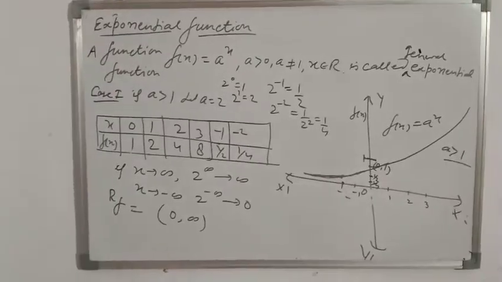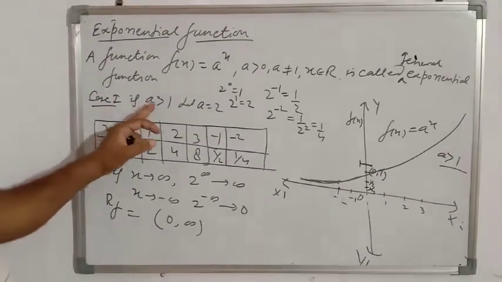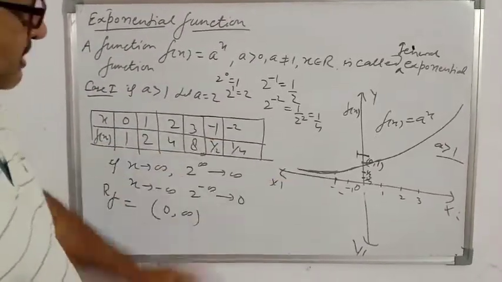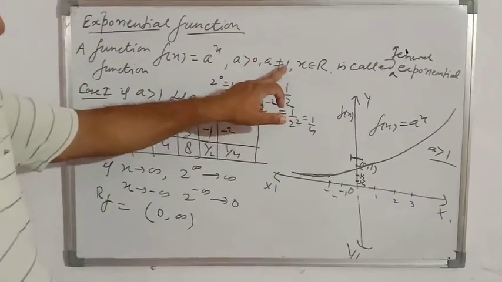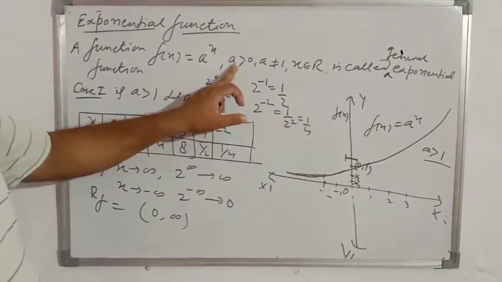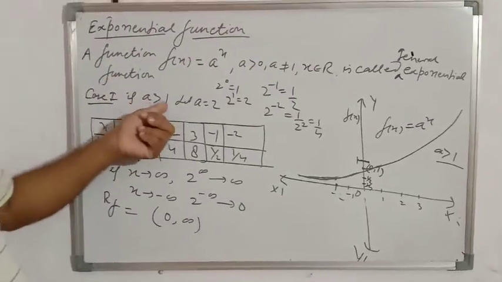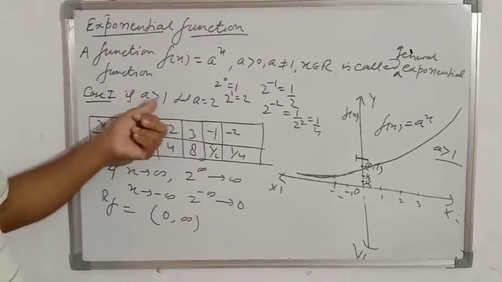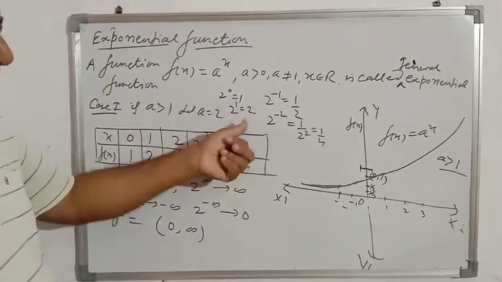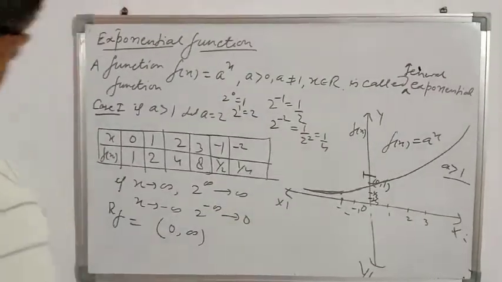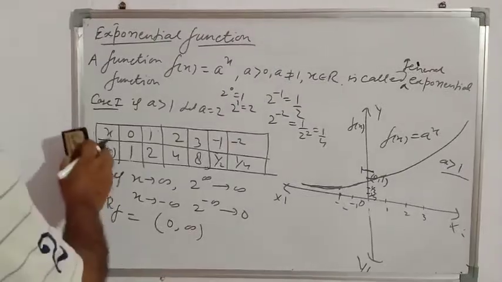Now second case, if a lies between 0 and 1, a is positive and a not equal to 1. So either a lies between 0 and 1 or it is greater than 1. I have taken the first case, a greater than 1. Now we will take the second case, if a less than 1 but greater than 0. So see the second case.